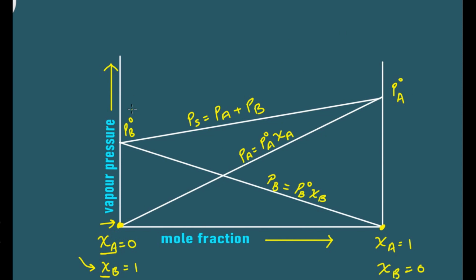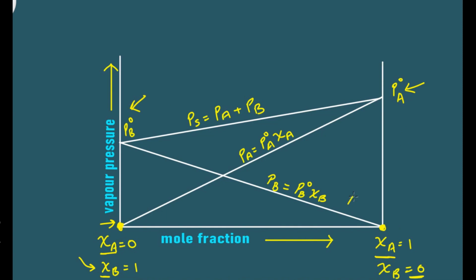The vapor pressure shown by component B at this particular point is the vapor pressure in pure state, P naught B. Same goes on this side. Here mole fraction of A is 1 and mole fraction of B is 0, which means only pure component A is present. Here the pressure shown is vapor pressure of pure component A.